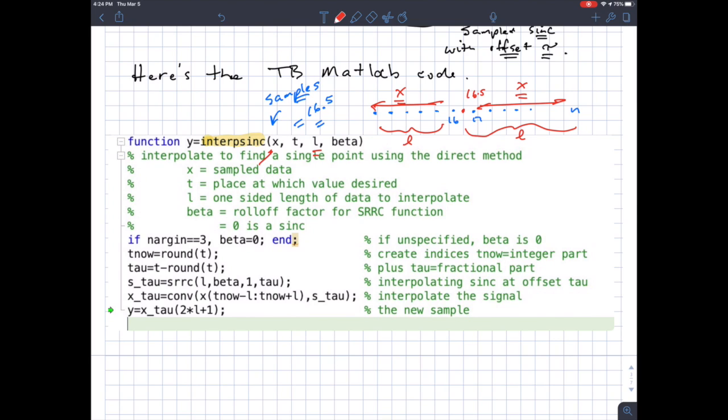He uses this parameter in this code called beta. Beta comes from the square root raised cosine pulse, which happens to be at beta equals 0. The square root raised cosine pulse is a sinc function. So I'm not sure why I even had that as an option. In my opinion, you should always use beta equals 0 for this application.